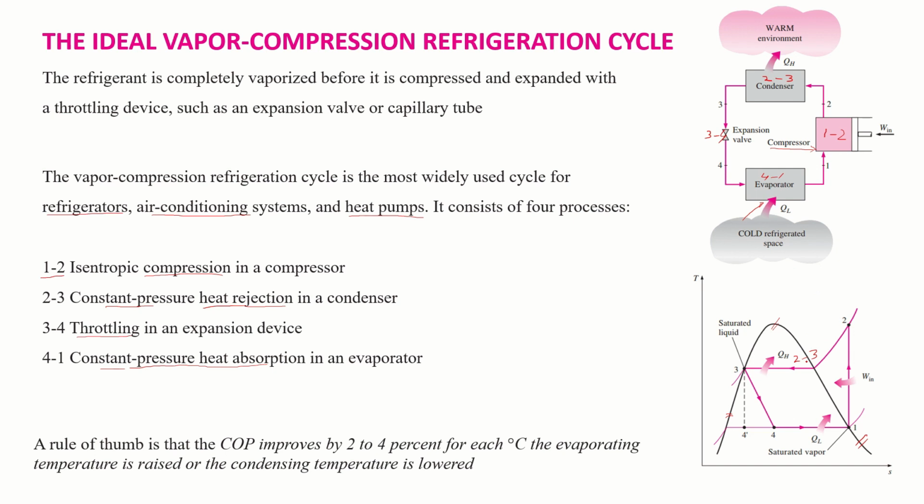Condenser is used to cool down the refrigerant by rejecting heat to the environment. So from point 2 to 3, when it reaches point 3, it is saturated liquid. That means all the vapors are now converted into liquid form.